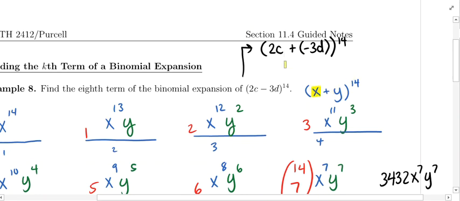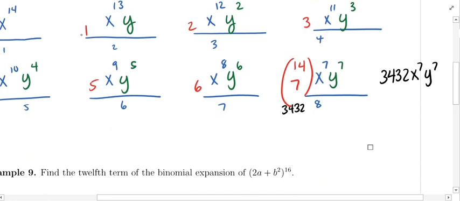Inside the binomial, the term on the left is going to be 2c. So we're going to make the replacement that our x value is going to be 2c. Then we're adding, and then the y, the other term in the binomial, the term on the right, y needs to be replaced here with negative 3d. So we're going to make these replacements.